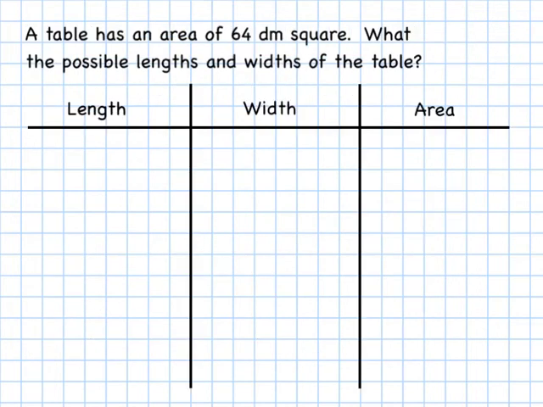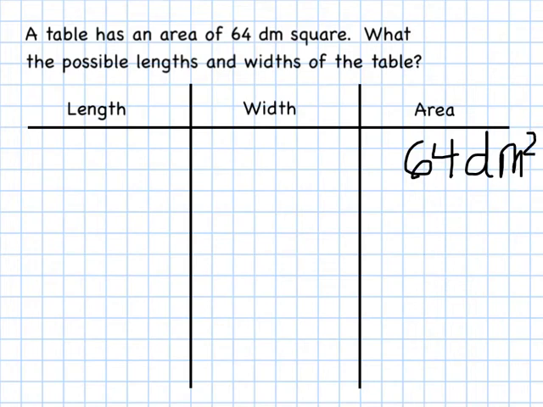Let's take a step away from drawing diagrams and use our minds to come up with lengths and widths. So here's the same style of question. It gives you an area, so the table has an area of 64 decimeters square. And we want to know what are the possible lengths and widths of the table. So basically what it's asking you is to come up with numbers that you can multiply together to equal 64. So any answer we come up with is going to be 64 decimeters square.